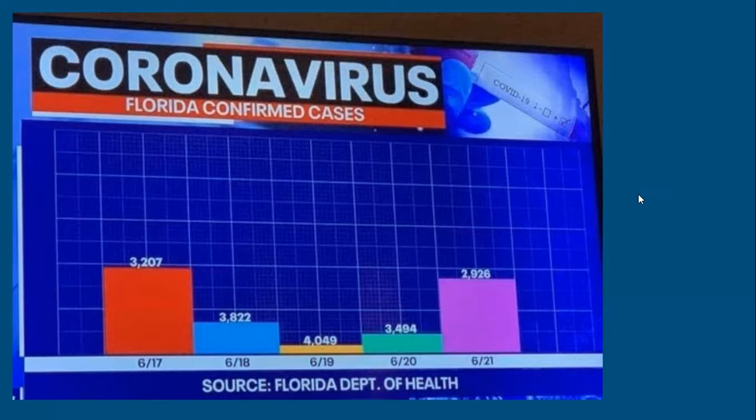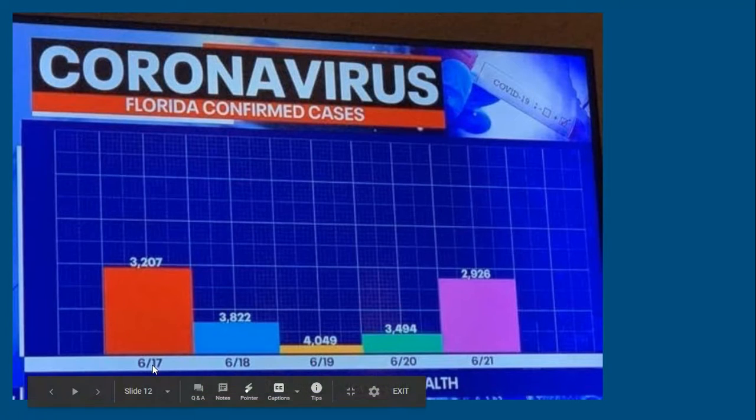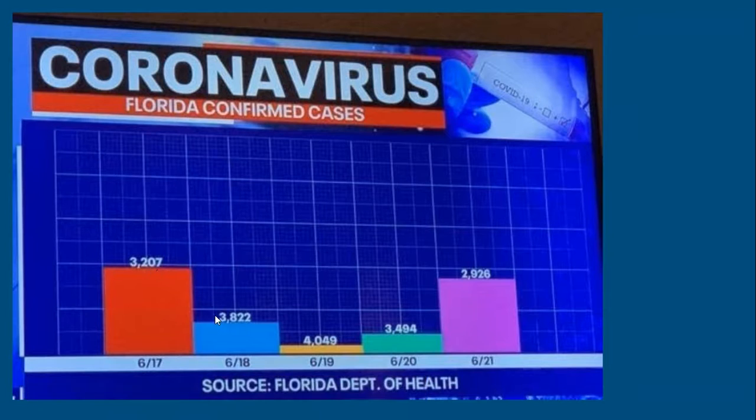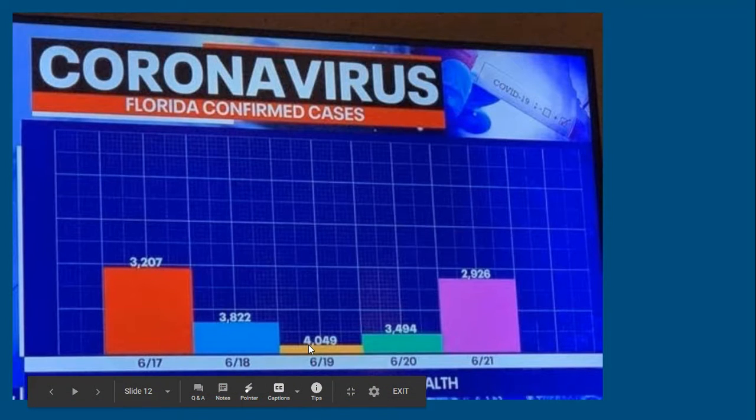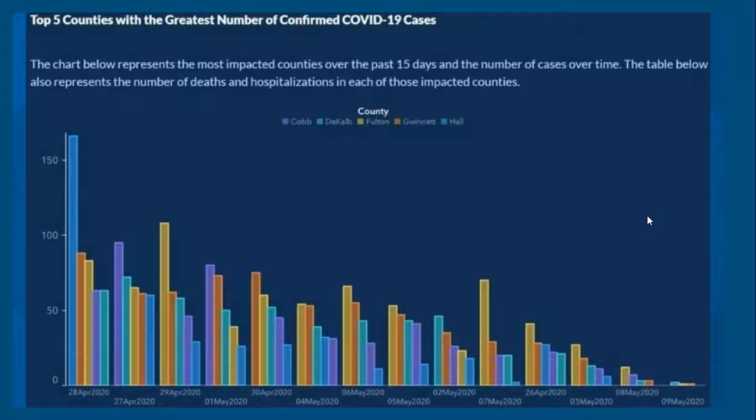All right. This guy, ooh, terrible. Why is it terrible? It's increasing by day: June 17, 18, 19, 20, 21. We've got a good title, Florida confirmed cases. But notice we have 3,200, 3,800, 4,000. Oh, up here is 2,900, which is way higher than 4,000. No, terrible. Absolutely awful.